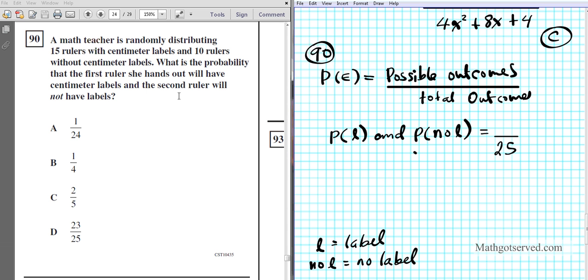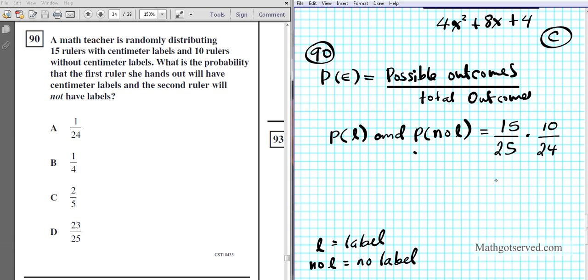And how many possible rulers can come out with labels? There are 15 that have labels in there, okay? So that gives the probability for the first event. The second event, no labels. We've already pulled out one. How many of them do not have labels? With no labels, there are 10 rulers that do not have labels. Out of how many? We already pulled out one, so we're left with 24.